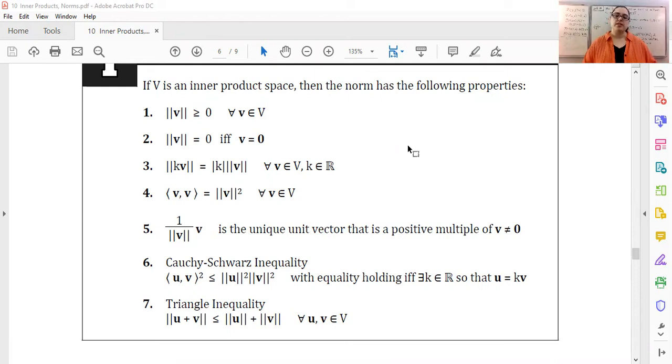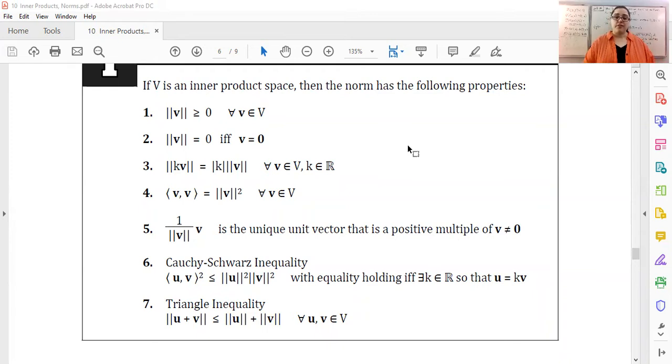So the first one says that the norm of a vector is non-negative. So if you take the length of a vector, the smallest you can be is 0, otherwise you're going to be a positive number. And this makes sense because our definition of norm is the principal square root. So since we're taking a principal square root, we can't get a negative value.